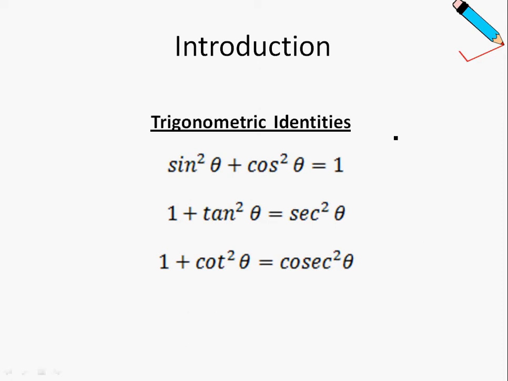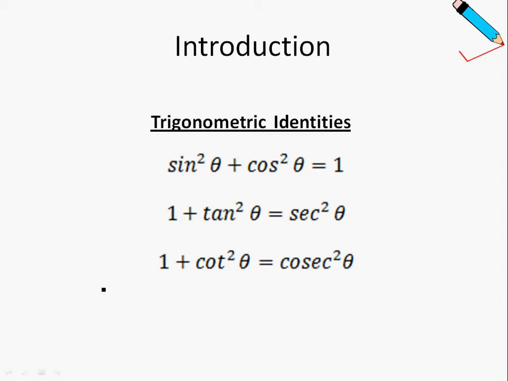Next, 3 identities that you need to be familiar with by the end of this video. The first identity is as such: sine square of theta plus cosine square of theta equals 1. Next, 1 plus tangent square theta equals secant square theta. And lastly, 1 plus cotangent square theta equals cosecant square theta.